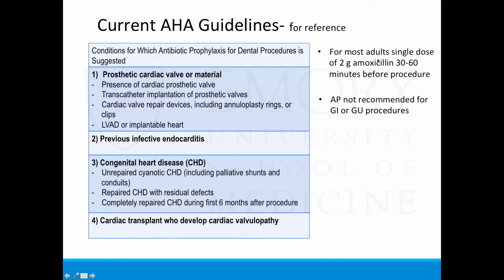And notably, the current guidelines are pretty simple. Most adults can just take 2 grams of amoxicillin just 30 or 60 minutes before the procedure. And antibiotic prophylaxis is not recommended for GU or GI procedures currently.